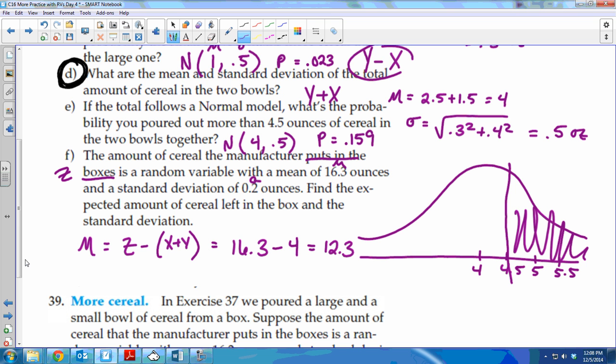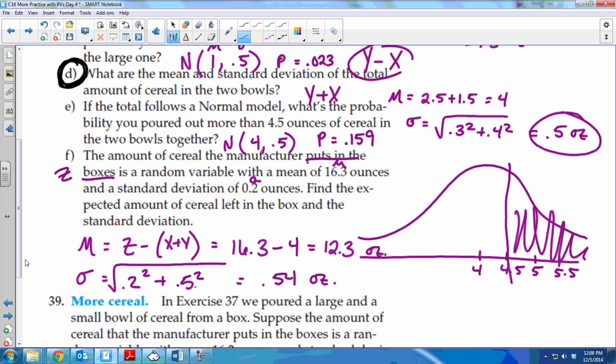How do we find the standard deviation? Square root of 0.2 squared. Right, so standard deviation is going to be the square root. We're going to have to use the variances, right? What's the standard deviation of z? 0.2, so we square that for the variance. Do we ever subtract? No. So we're going to add the standard deviation squared from where we combined them. And you should get 0.54.